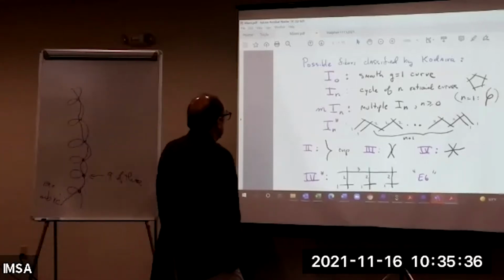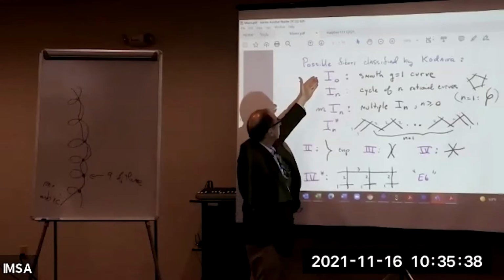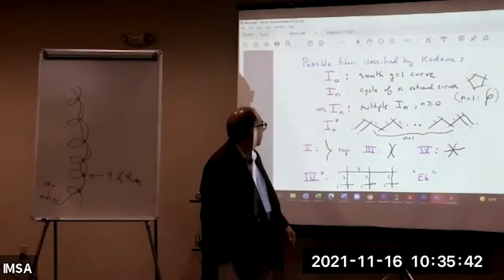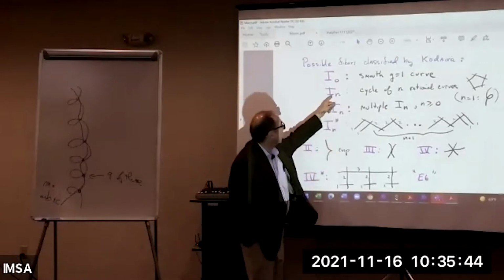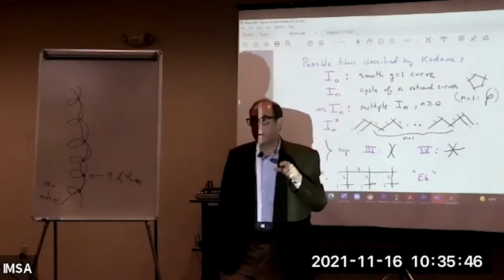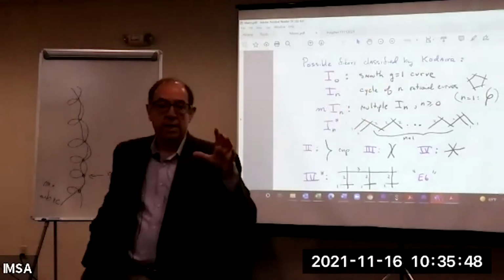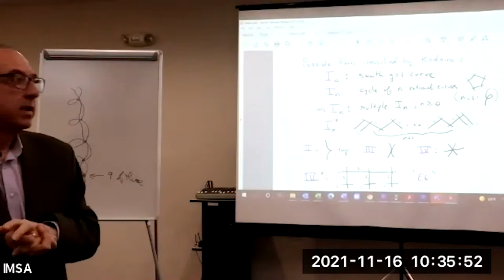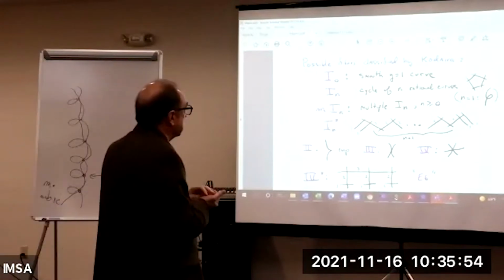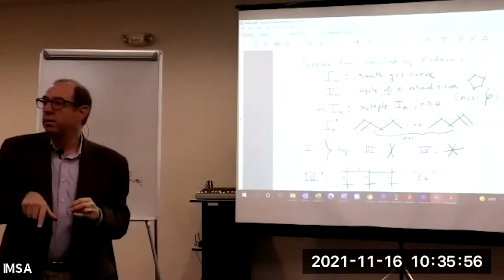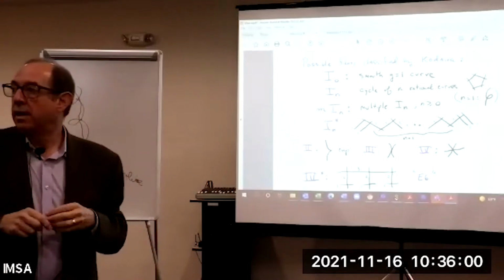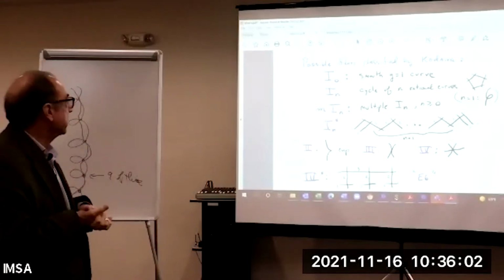Now, to start, I'll begin with the notation. I0 is just a smooth curve, so it's not singular. All the other ones are singular. And In is a cycle of rational curves. So that can happen. For example, in a pencil of cubics, you could have a triangle. When n is 1, it's not a cycle, it's just a nodal curve. N equals 2, it's 2 curves that meet in 2 points. Beyond that, it's a cycle.